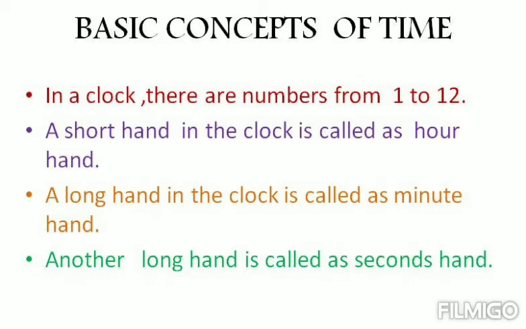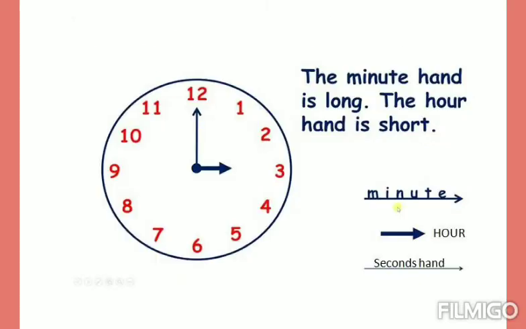In a clock, there are numbers from 1 to 12. In that we have three different types of hands. First one, a short hand, is known as the hour hand. A long hand in the clock is known as the minute hand. Another long hand, which will be very thin, is known as the seconds hand. We have to learn about these three hands to calculate the time.